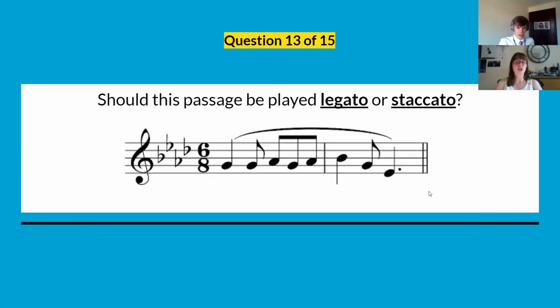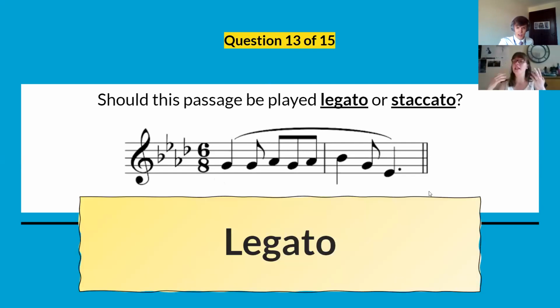Question number 13, should this passage be played legato or staccato? Well, that long slur over the top of both bars means it should be played legato and very smoothly.